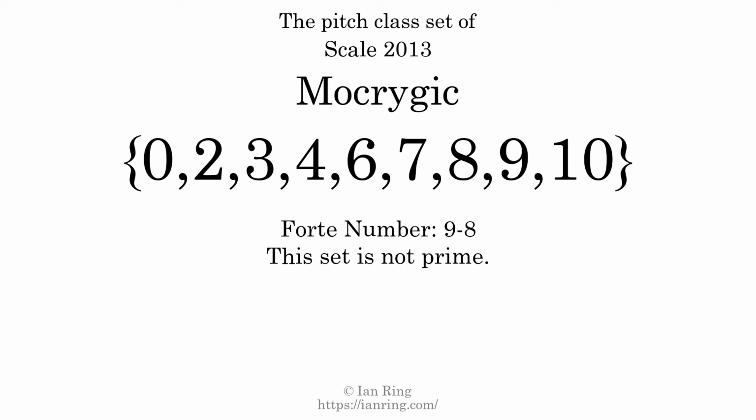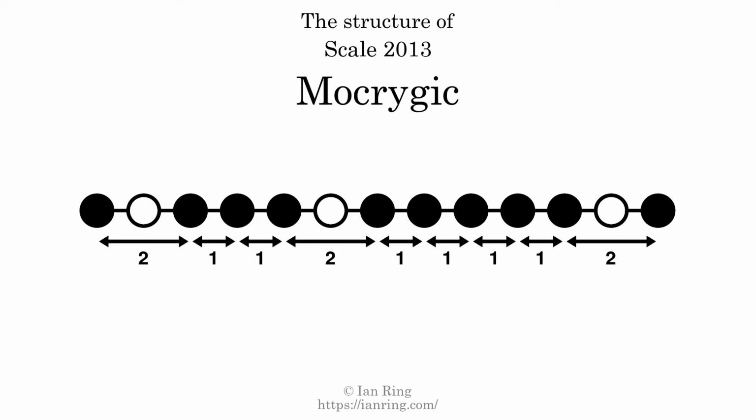The pitch class set for this scale is 0, 2, 3, 4, 6, 7, 8, 9, 10. The fault class is 9, 8. This set is not prime. The structure of a scale is a description of the interval distance between each successive tone. This scale has a structure of 211 211 112.